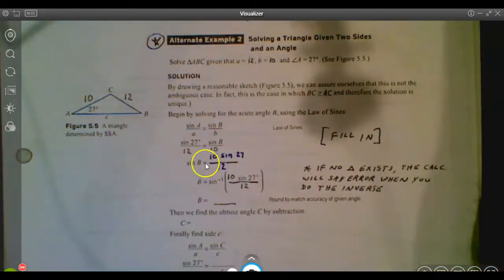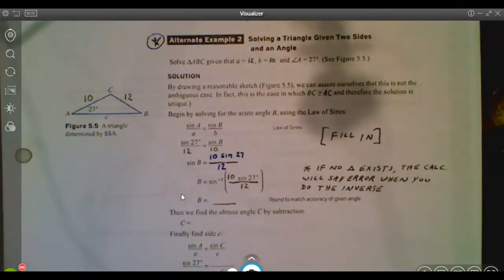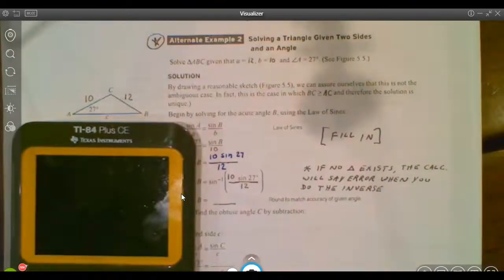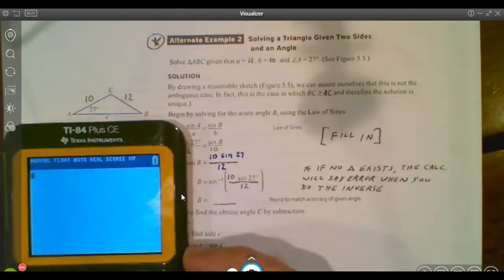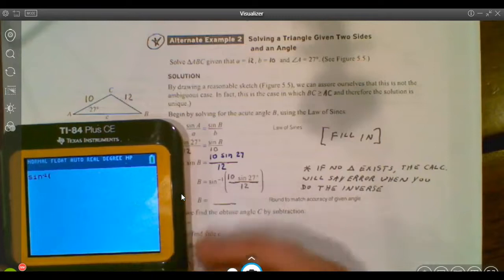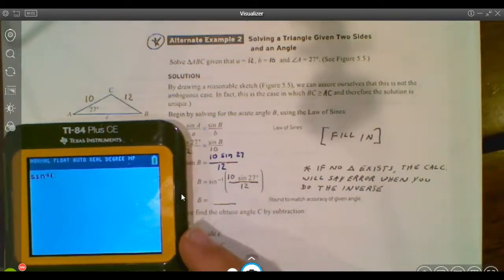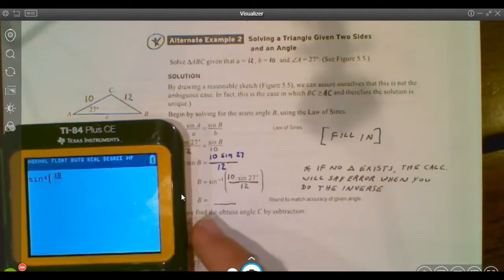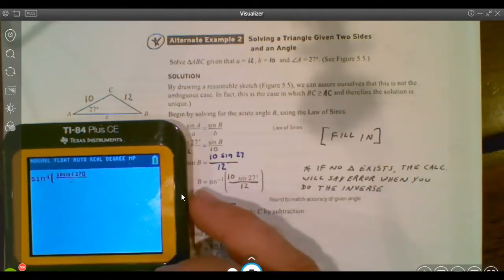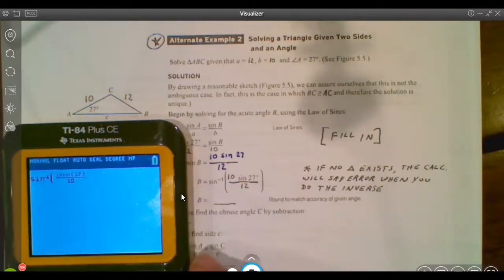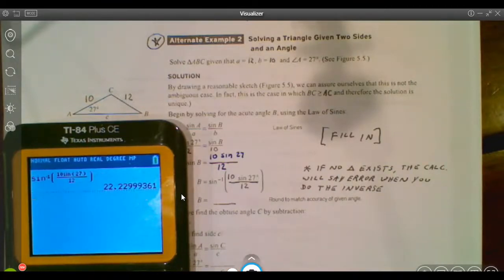One thing to remember on this is, how do we ever solve for an angle, right? In solving for an angle, we always need to use the inverse function. So I'm going to have to take the inverse sine of this in order to figure out what angle B is. If we did that, let's throw that into the calculator, see what we get. So let's take the inverse sine of that big fun fraction right there. So 10 sine 27 over 12. And we figure out that our angle is about 22.2 degrees.